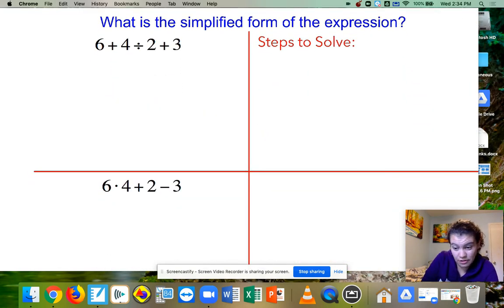So here's some more. These are a little bit longer. Again, we have PEMDAS.